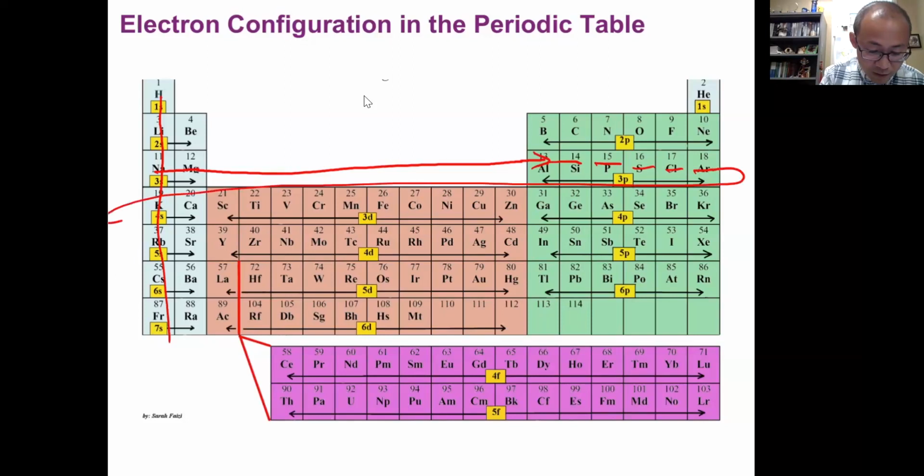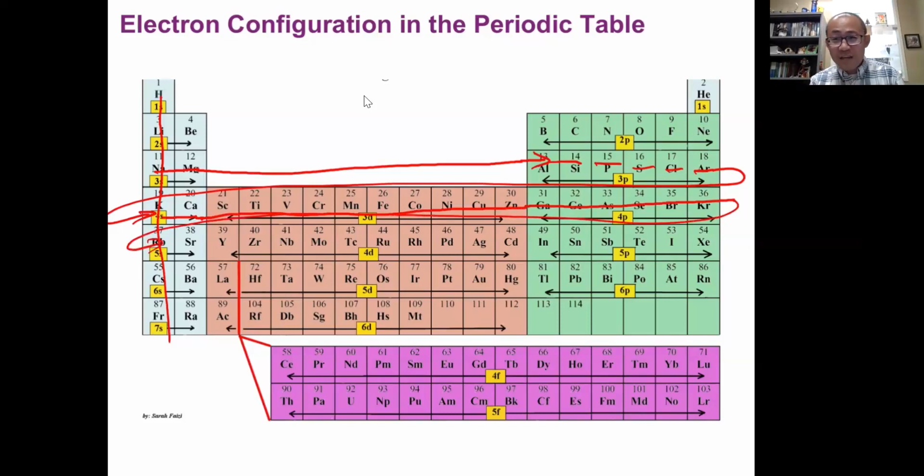Then it goes to what? 4S. Is that right? And after 4S, you have 4S1, 4S2. Then after 4S2, you don't have an empty space. Now you have what? You have 3D. So 3D1 through 3, 4, all the way to 3D10. Then after 3D10 will be 4P, 4P1, all the way to 4P6. Then the cycle becomes 5S1 again. So using the periodic table as a guide, you can actually write the configuration a lot easier.